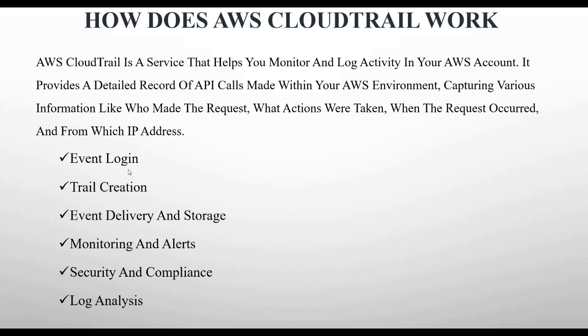First, event logging. CloudTrail automatically records API calls made on your AWS account. These API calls include requests to AWS services and resources such as EC2 instances, S3, Lambda, RDS, and more. Each recorded event includes the IAM user, what AWS service action was performed, the timestamp of the event, and the IP address from which the request was made. So it includes all the details of the event logging. And the next is trail creation.